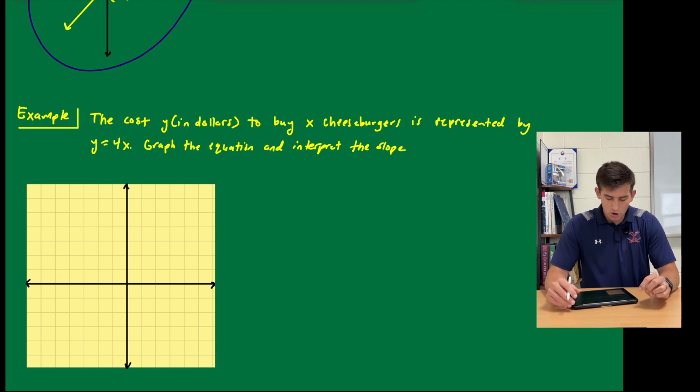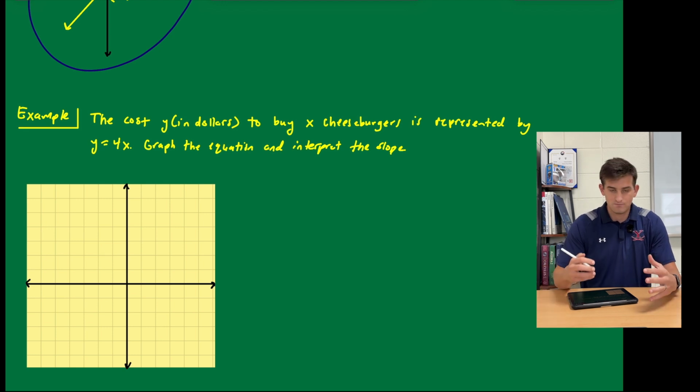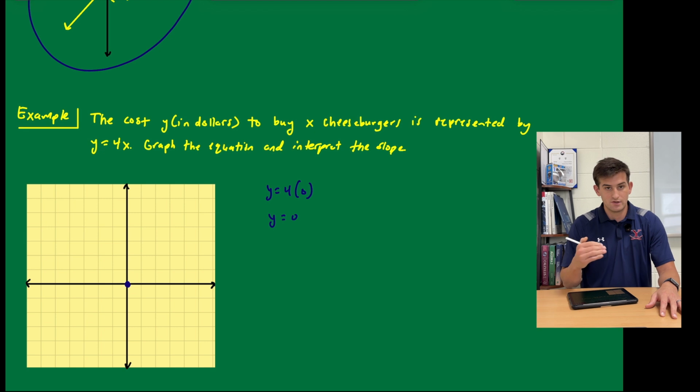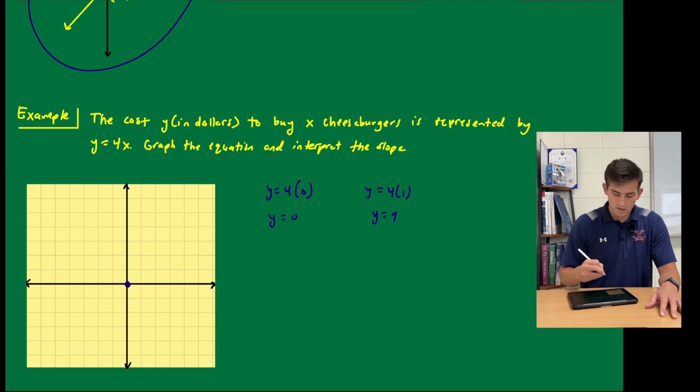So our example says the cost y in dollars to buy x cheeseburgers is represented by y equals 4x. Graph the equation and interpret the slope. Well, if we wanted to quickly graph it, let's just think about a couple points, right? Well, we would say 0, 0, because if I plug in y equals 4 times 0, we would get y equals 0. So that's 0, 0. Let's say we want to plug in 1 for x. So y equals 4 times 1, that would be y equals 4. So that's 1, 4. 1, 2, 3, 4.